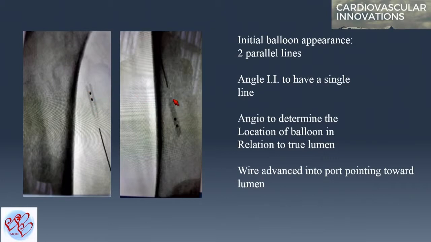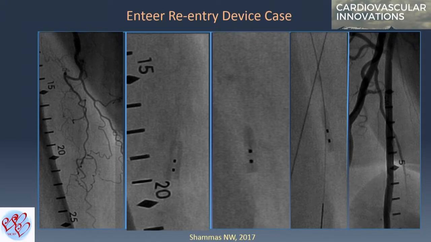Then you position your II in a way where you can see only one line, and then you choose the port, either the proximal or the distal port, to go toward the true lumen, depending on your position compared to the true lumen.